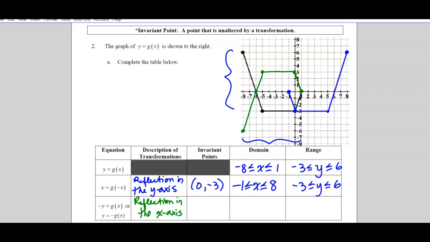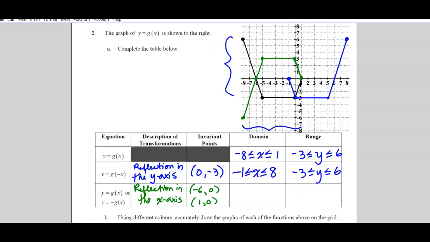So that is negative 6, 0, and the other one's 1, 0. So in this case, the domain doesn't change from the original, but the range does. So even if we didn't have a graph, we change the sign of these. That would become 3. Put it on the right. This would become negative 6, which is smaller. And you can check from your graph, negative 6 to positive 3.